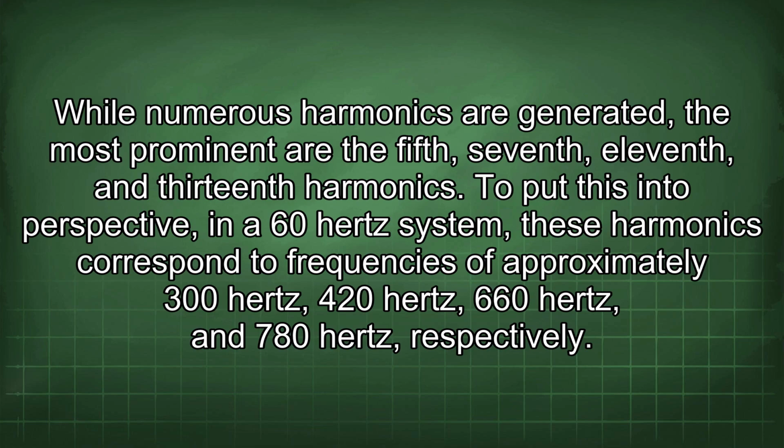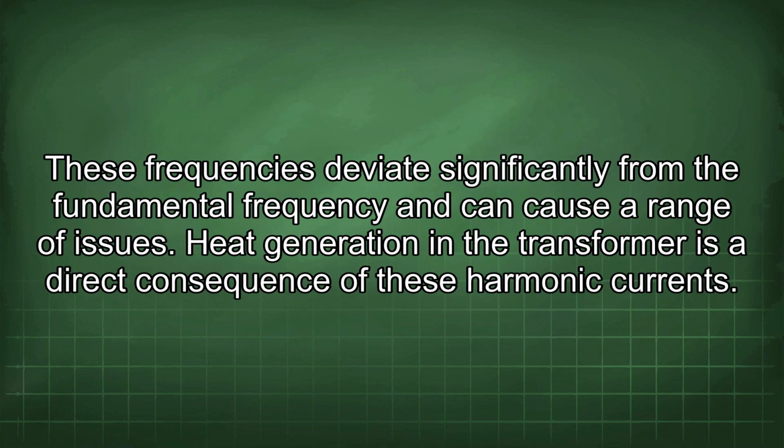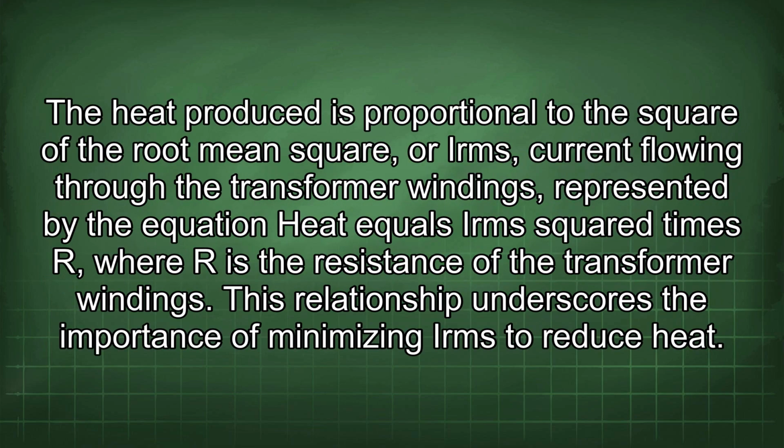To put this into perspective, in a 60 Hz system, these harmonics correspond to frequencies of approximately 300 Hz, 420 Hz, 660 Hz, and 780 Hz, respectively. These frequencies deviate significantly from the fundamental frequency and can cause a range of issues. Heat generation in the transformer is a direct consequence of these harmonic currents. The heat produced is proportional to the square of the root mean square, or I_rms, current flowing through the transformer windings, represented by the equation heat equals I_rms squared times R, where R is the resistance of the transformer windings.